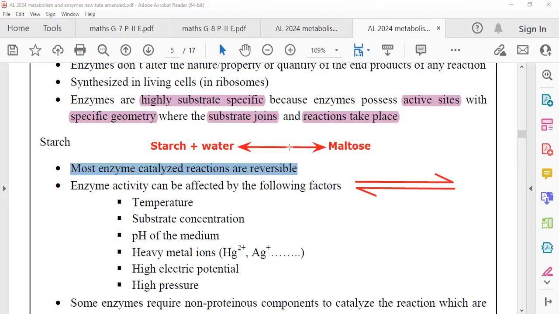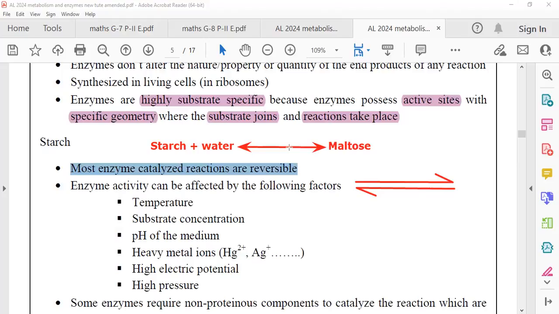Right. Another property you are given. Enzyme activity can be affected by many factors. What are the factors affecting the enzyme activity?